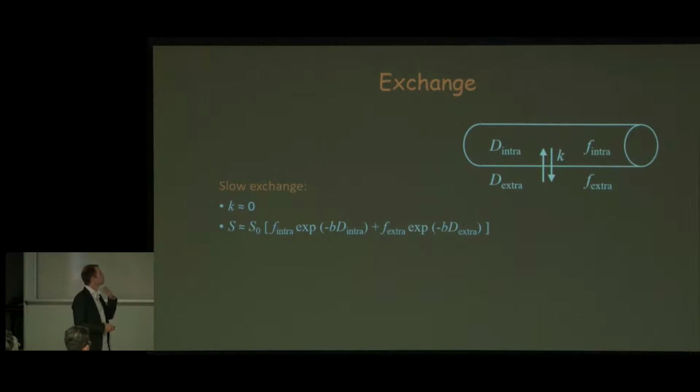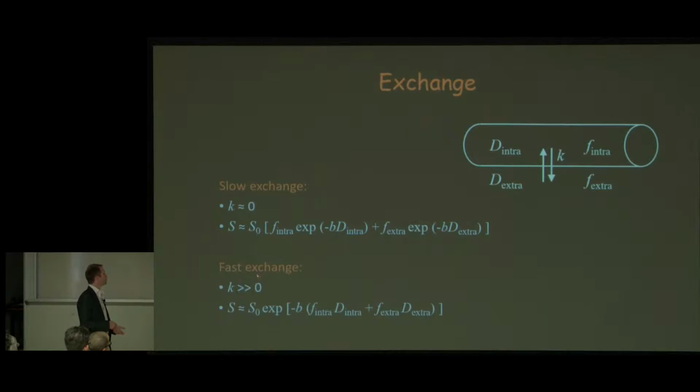Exchange is something I mentioned, so that's just about how fast does water exchange between, for example, the intraaxonal compartment and the extraaxonal compartment. If we can assume slow exchange, so over the timescale of the experiment there's basically not a lot of exchange happening, then we can assume that the signals from the two compartments are adding up linearly. So if you assume a single exponential model, the bit from the intraaxonal compartment adds linearly with the bit from the extraaxonal compartment, and you're fine.